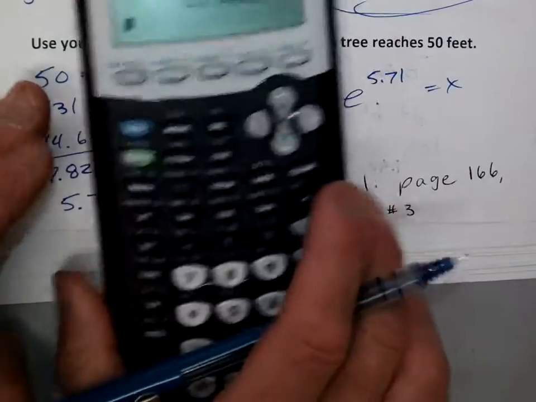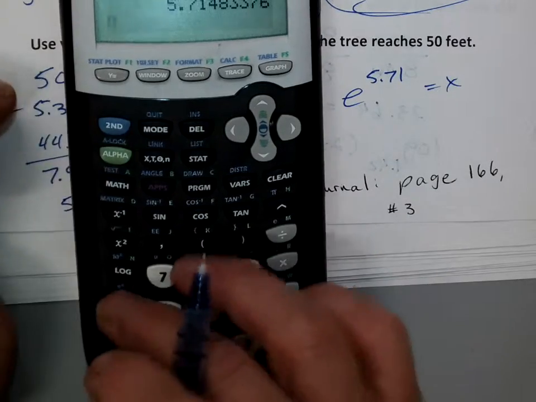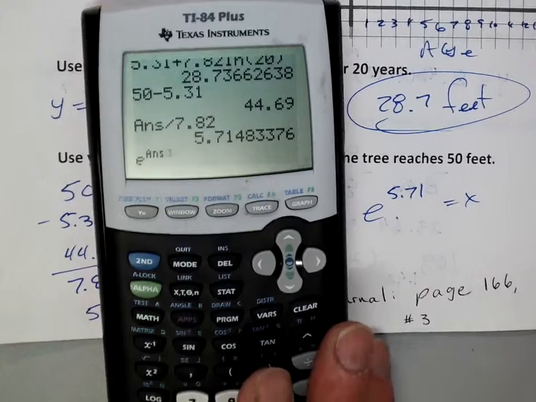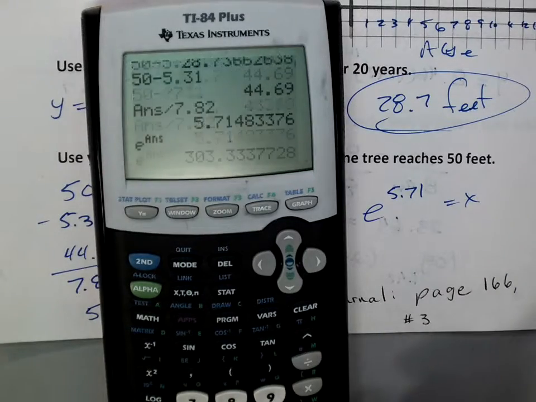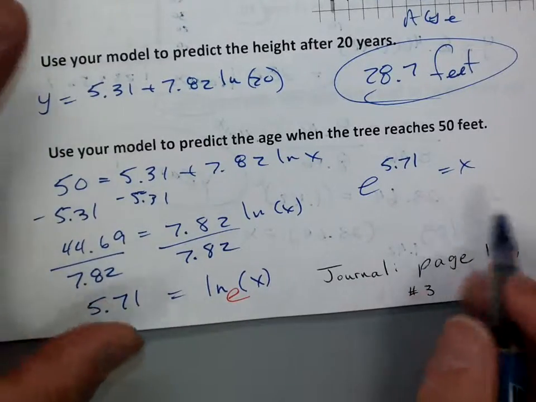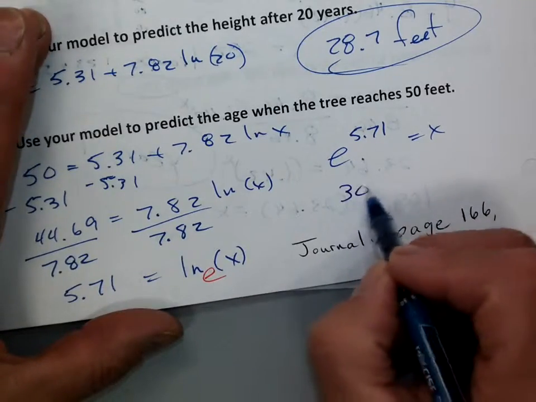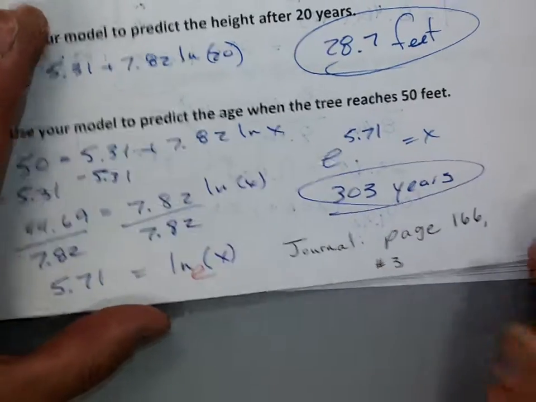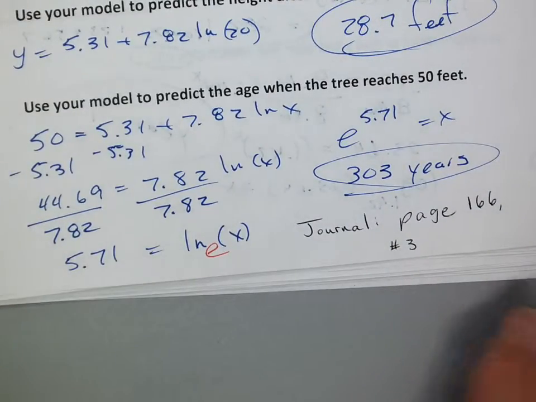And for accuracy, I'm just going to go e to my answer, right, because then I get all of those great decimals in there, right? E to my answer, and I get an answer of about 303.33. So that's in terms of years. So 303 years for my tree to be that tall. And we're not going to do the journal because we've done enough of the story problems.